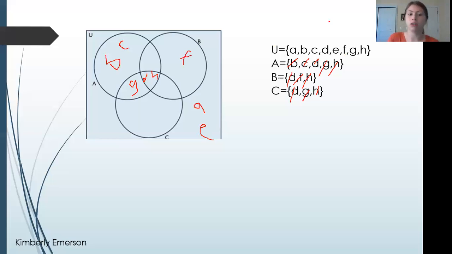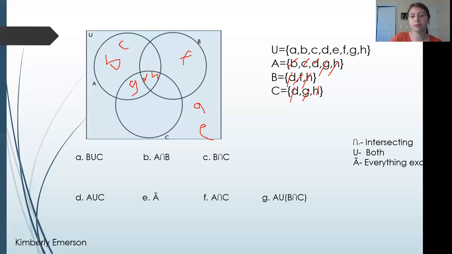So now that we labeled our diagram, let's talk about some of the mathematical terms we use. So right here, we have the intersection. We have the union, meaning both. And then we have A with a line above it, which means everything except A. That little line above it could be for any variable. It's everything except that variable.